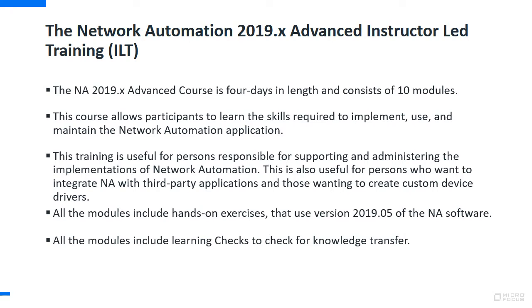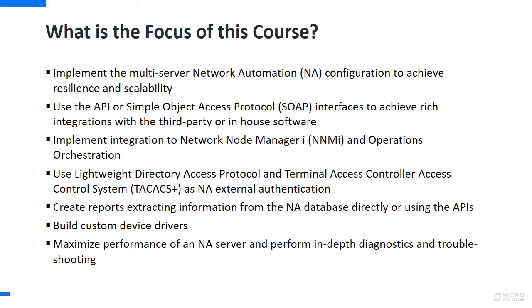All the modules include hands-on lab exercises, and the lab environment contains the NA350 2019.05 version software. This course provides a comprehensive and wide-ranging look at the NA task. You will get an opportunity to implement the multi-server network automation, also termed as NA configuration, to achieve resilience and scalability. You will learn how to use the API or SOAP interfaces to achieve rich integrations with third-party or in-house software. You will also create reports extracting information from the NA database directly or using the APIs.